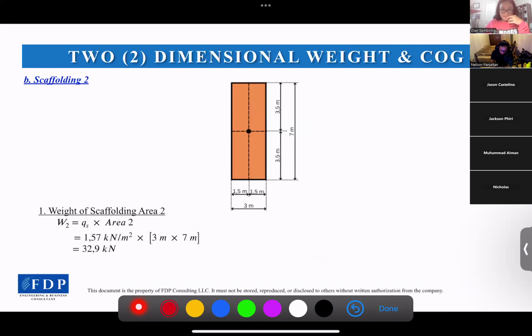For scaffolding 2, same. For the weight, we can use the distributed load times area 2. The area 2 is 3 meters times 7 meters. The QS is 1.57. Then we get the weight of scaffolding for area 2 is 32.9 kilonewtons. That's for scaffolding 2.